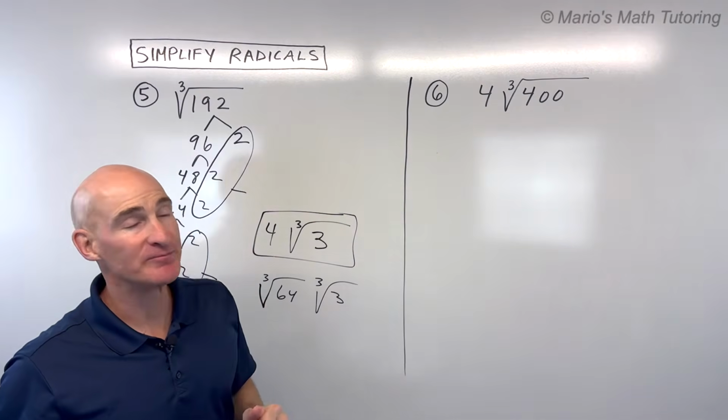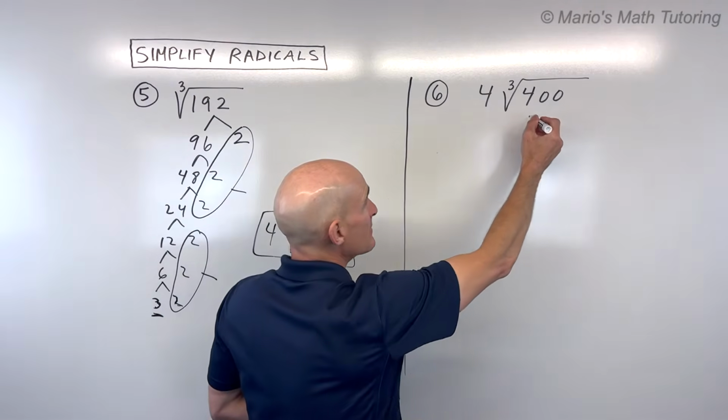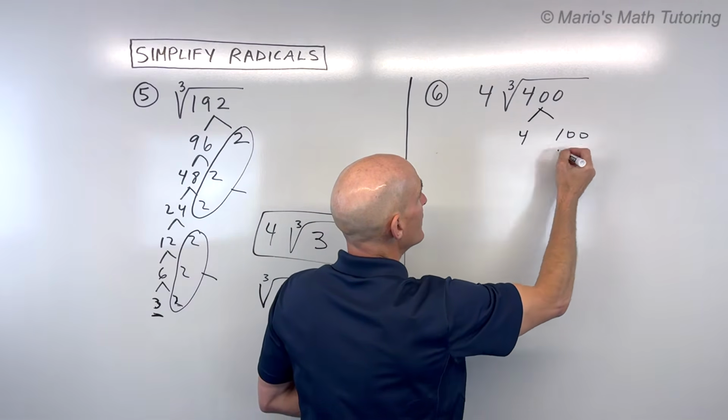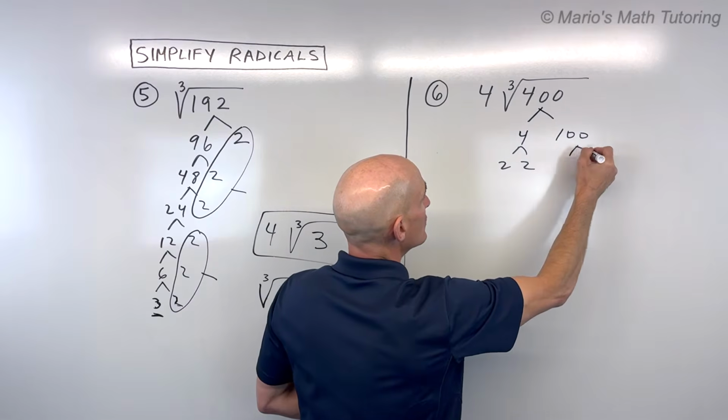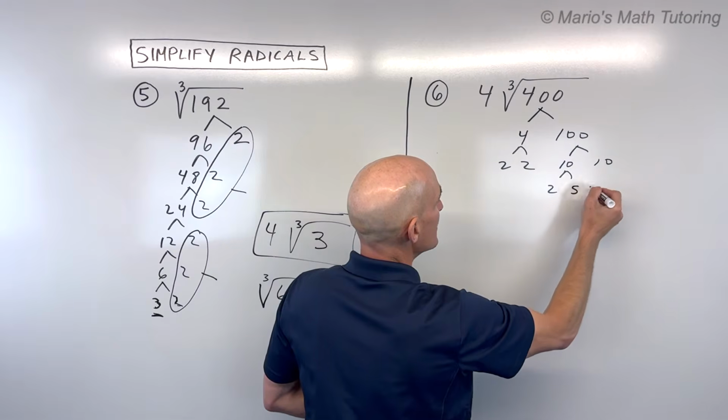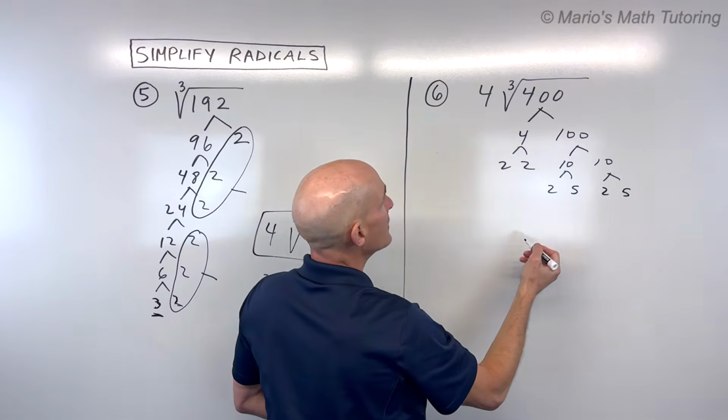How would you do that one? Well, I would do the same technique. I would do the factorization tree. I can see that this is 4 times 100. 4 I know is 2 times 2. 100 I know is 10 times 10. And 10 is 2 times 5, 2 times 5.